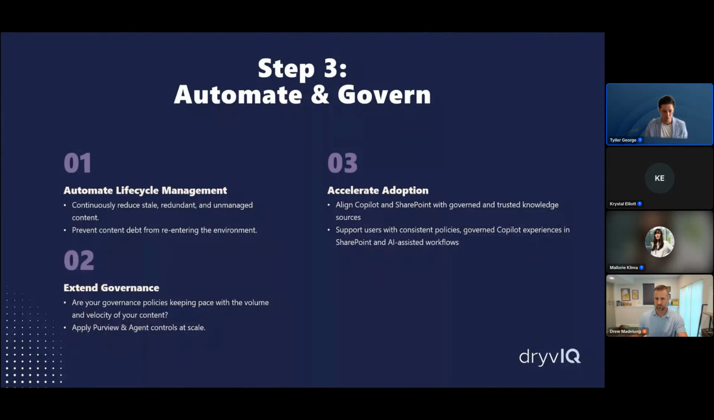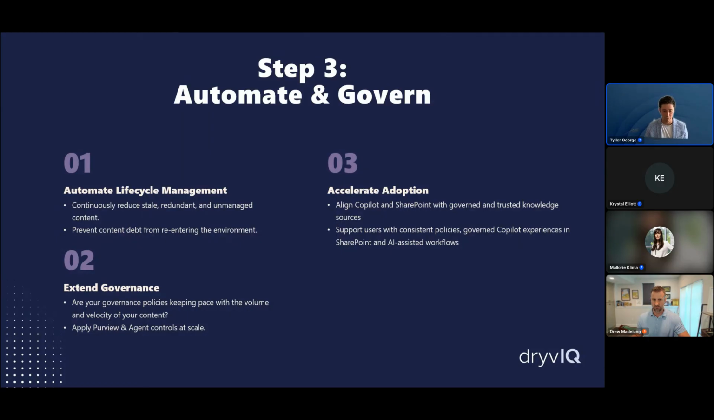And the reality is most organizations aren't struggling because they didn't do a content cleanup. They may have in the past. They struggle because content keeps accumulating. Permissions may drift, and quality can degrade over time. So the goal of step 3 is to build that operating model that will keep your environment healthy after you do this initial remediation. So first, we say automate lifecycle management. This means continuously identify. Don't just identify once. You have to continuously identify what's stale and redundant and your unmanaged content that needs retention.